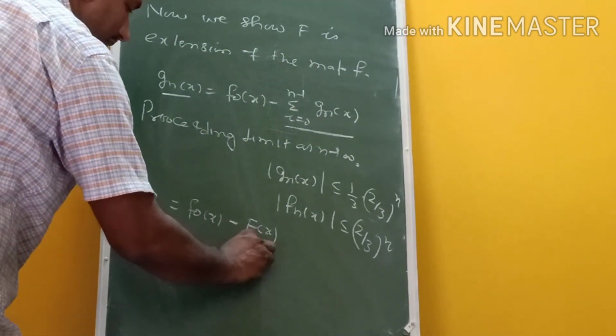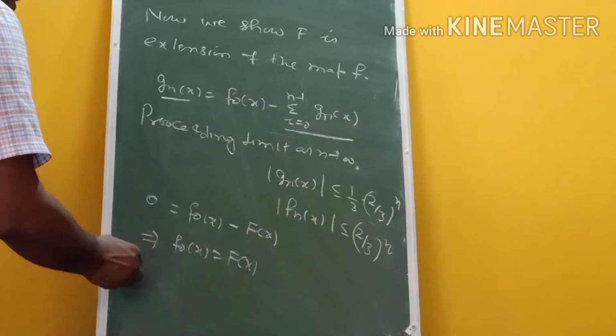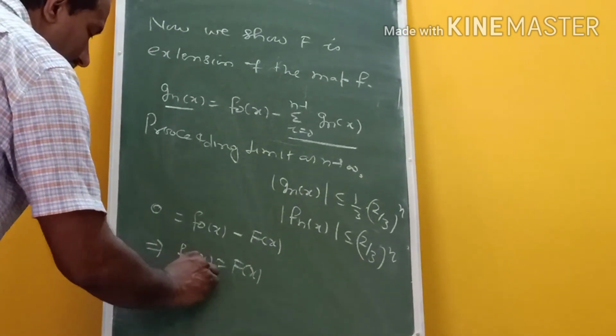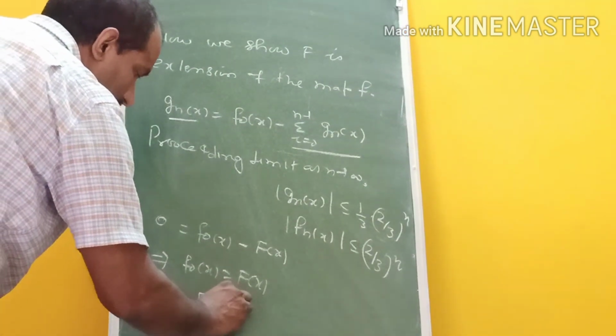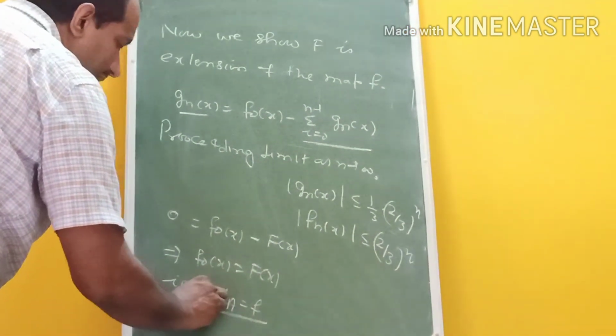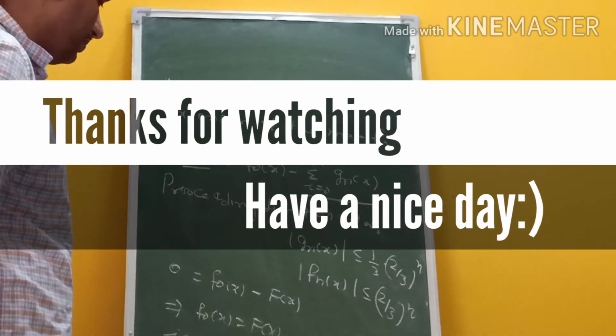Hence this shows that this f is a continuous extension of f. That is, we can write that the value of the extension at a is equal to the value of f at a. This completes the proof of the theorem.